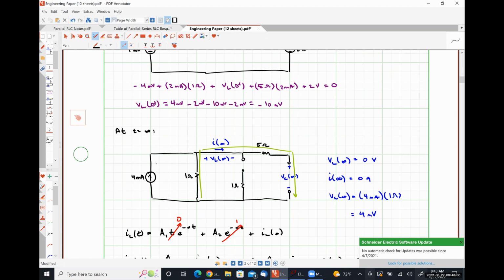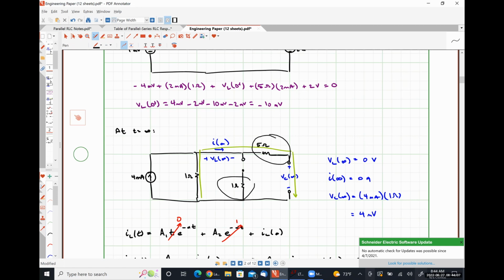All 4 milliamps that are leaving the positive polarity terminal of the current source have to flow down through my 1 ohm resistor. None of it can branch off and flow through this 1 ohm resistor because it's not part of a closed current carrying path. None of it can branch off and flow through this 5 ohm resistor because it's not part of a closed current carrying path.